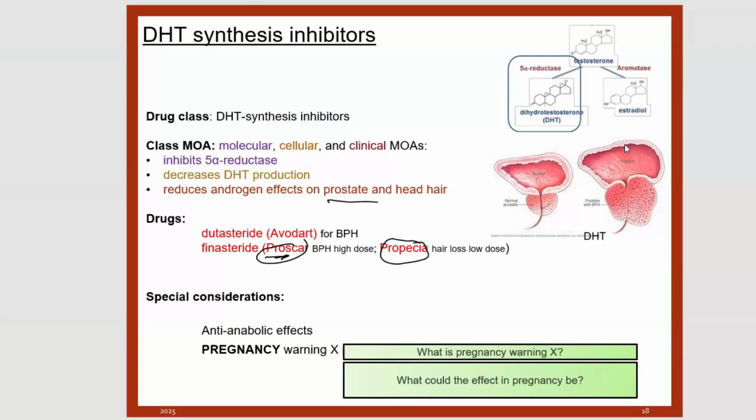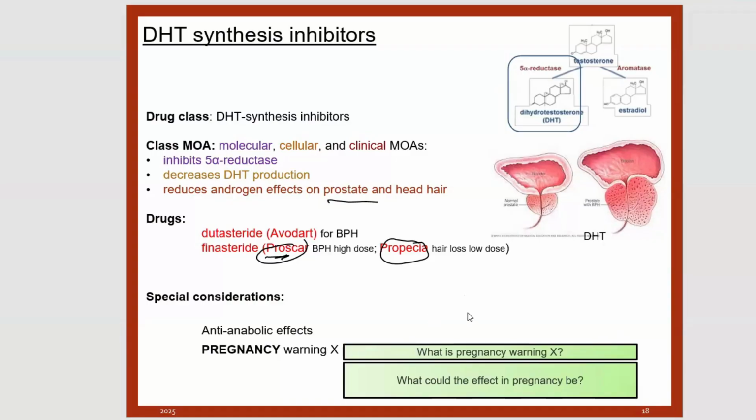And these guys, since they're DHT synthesis inhibitors, are going to have anti-anabolic effects, because DHT caused the anabolic/metabolic effects. So a DHT inhibitor is going to reduce those. If you were in puberty, you'd have reduced bone growth. It'd be harder to make muscle mass, harder to get your hematocrit up. Those anabolic effects we were talking about, you're going to have less of them because you're blocking the DHT. This also has a pregnancy warning.